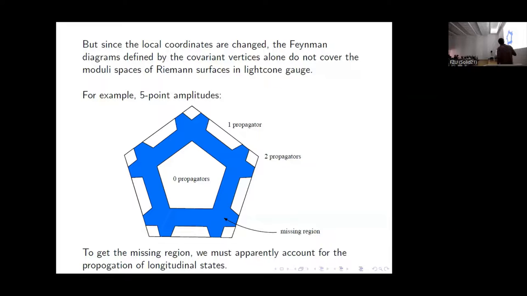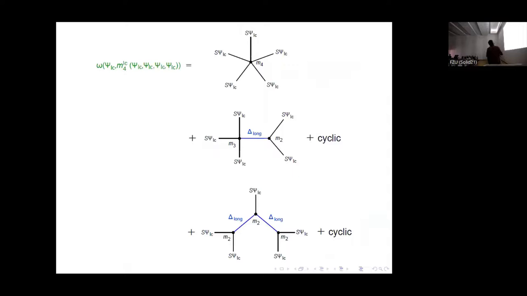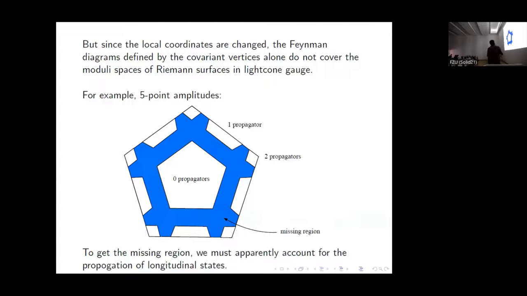So the covariant vertex, in this case, this picture represents the moduli space of a disk with 5 punctures. So this moduli space is a pentagon, and the covariant vertex will cover some pentagon-shaped region inside of this. And then there will be regions that are covered by Feynman diagrams with 1 propagator and with 2 propagators. So these are the diagrams with 1 propagator, and these are the diagrams with 2 propagators. And normally in the covariant theory, these regions would connect up to cover the whole pentagon. But now, because the light cone gauge condition has changed the local coordinates around the punctures, we no longer are covering the moduli space. So we have some missing region in here, okay?